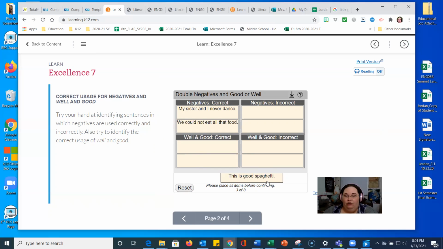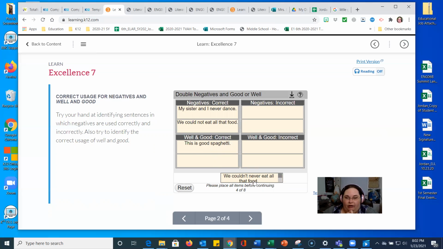This is good spaghetti. Okay, good is modifying spaghetti. Is spaghetti a noun or a verb? Actually, this is correct because good is modifying spaghetti, which is a noun. Remember, good is an adjective, well is an adverb. So well modifies verbs, good modifies nouns.